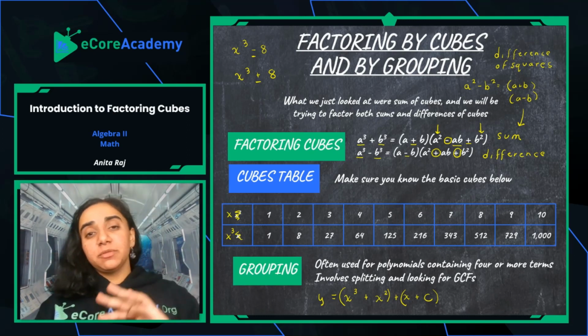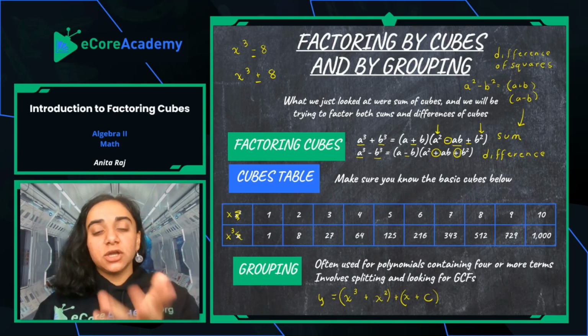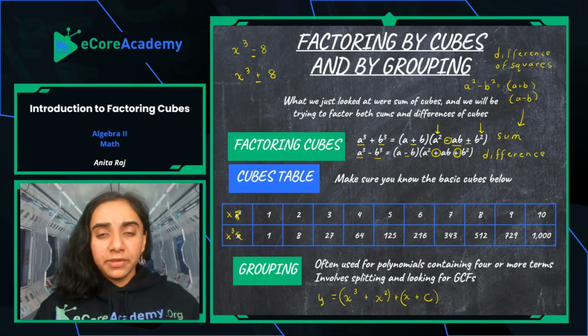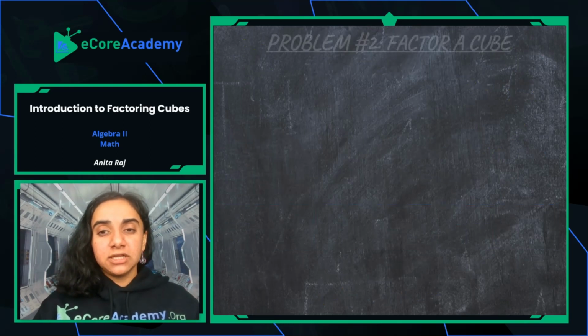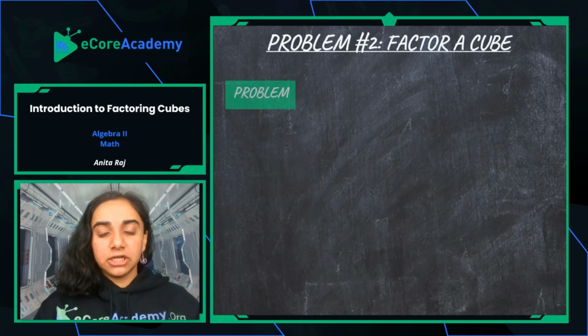The first 3 are going to be on factoring cubes using the sum and difference of cubes formulas that we found, and then the next 3 are going to be based off of grouping. So let's get into the first example. We're going to be factoring a cube here.